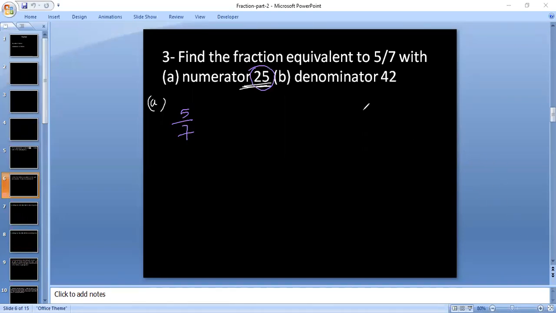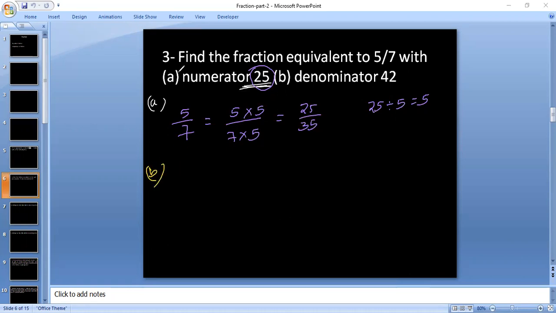हाउ यू डिटरमाइन? सिंपल, डिवाइड 25 by 5. So now I will multiply by 5 both in numerator and denominator. Simply you write 5 into 5 by 7 into 5. Now it will be 25 by 35. Is it clear? Then we go to the next, that is number B.